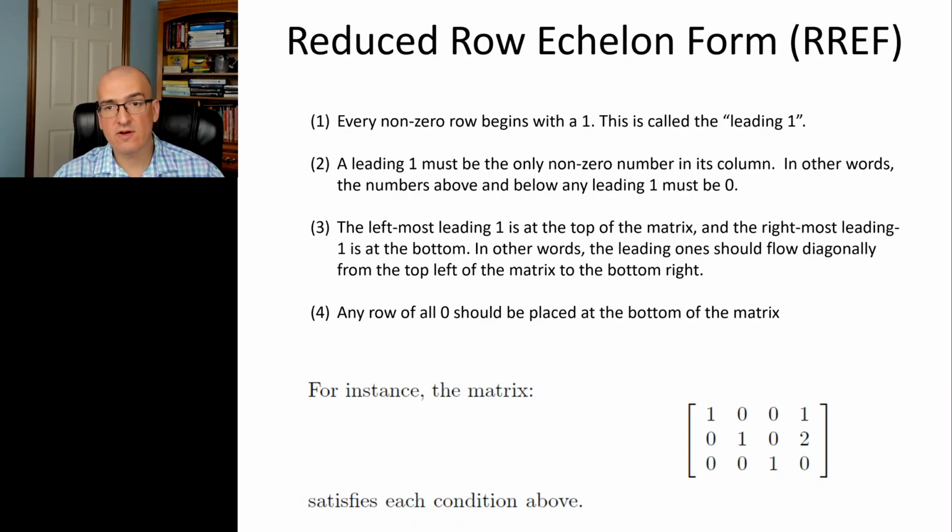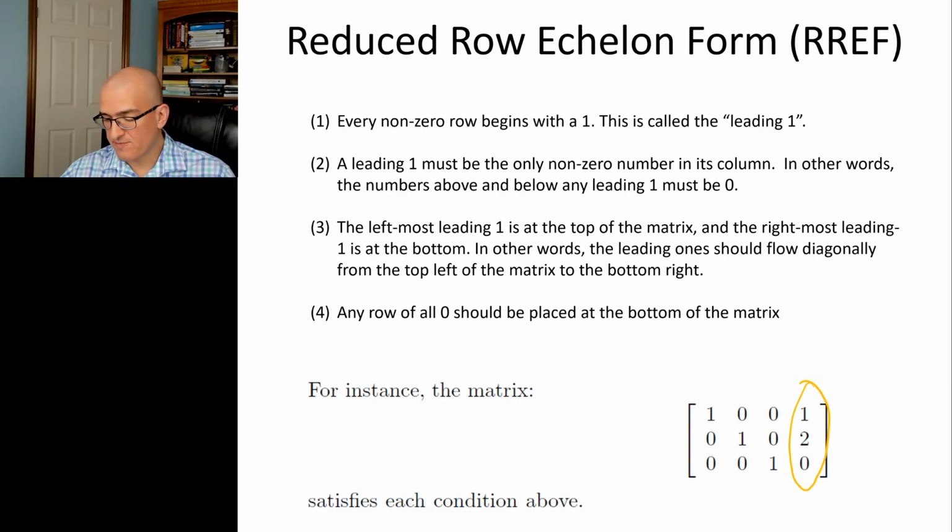This matrix shown here meets all these criteria. The first non-zero number in every row is a 1. Each of those ones, so-called leading ones, are the only non-zero numbers inside their column. And there's no row of zeros, but if there was, it would be at the bottom. So it has all the stuff we need.